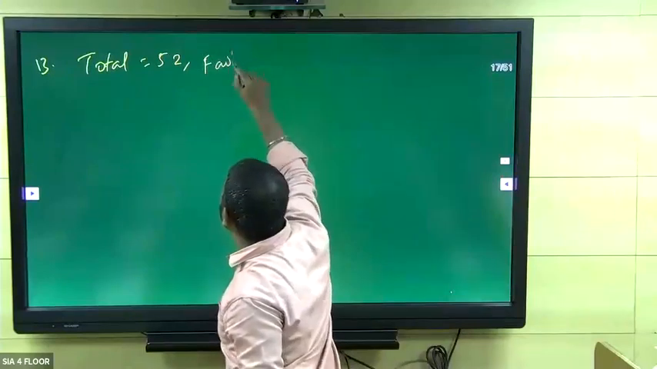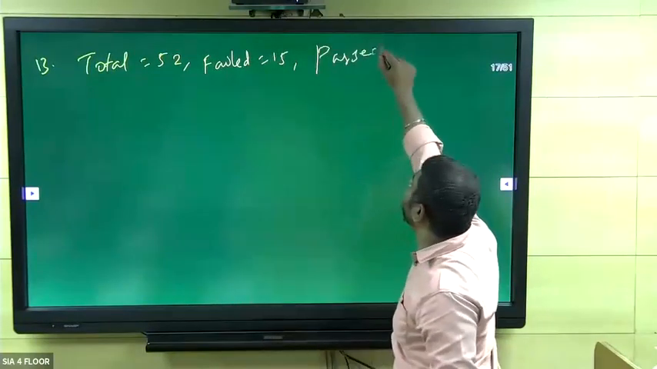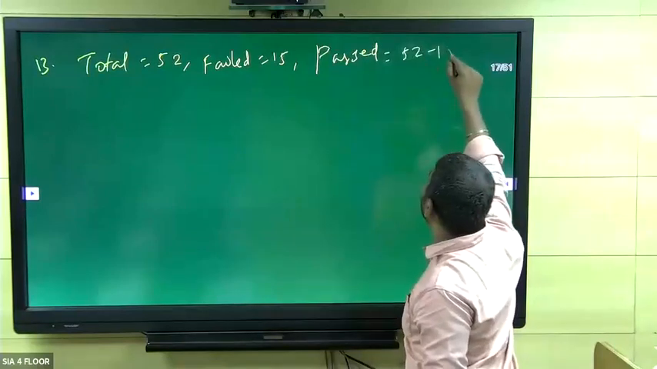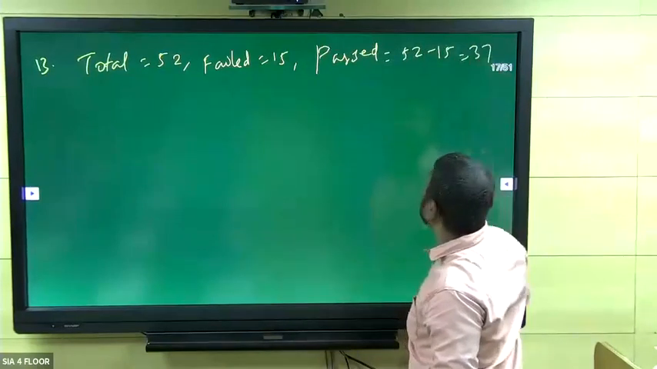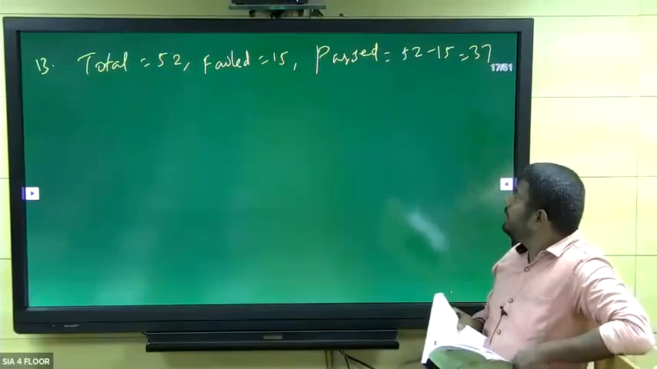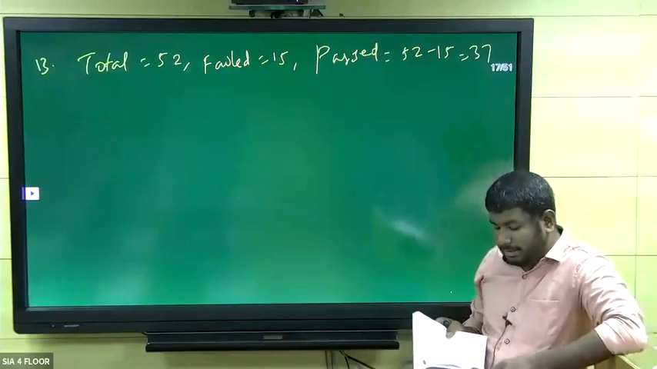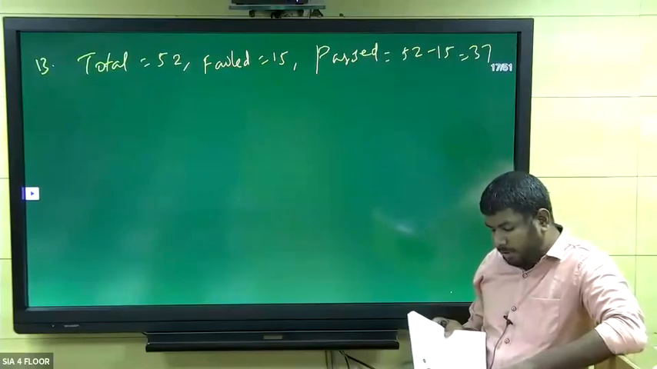So failed students is 15. Then we need to know the passed students. So 52 minus 15 is nothing but 37. Clear? So total students is 52, failed students is 15, passed students is 52 minus 15, which is 37. Right? Okay. Now read the question.